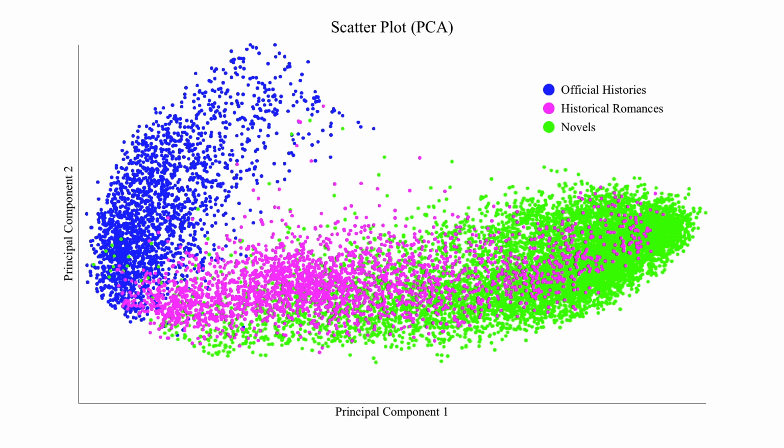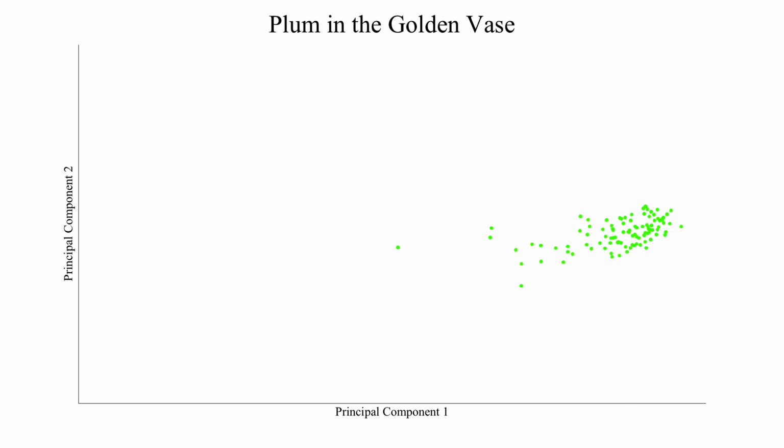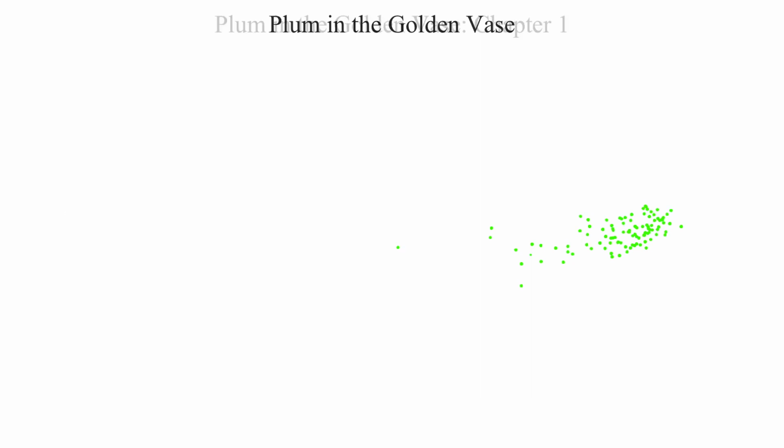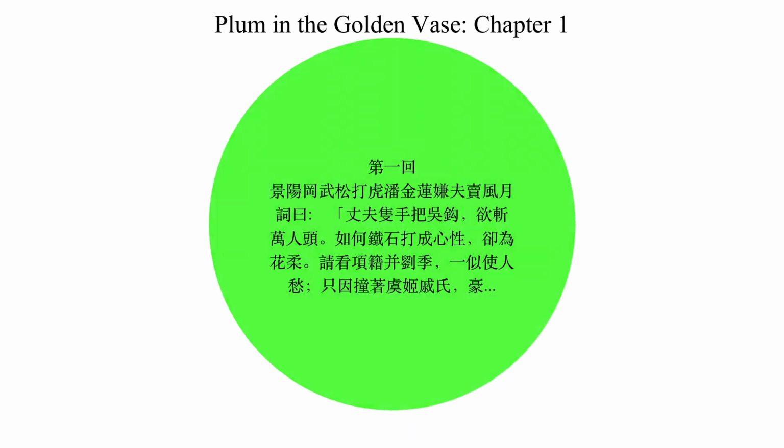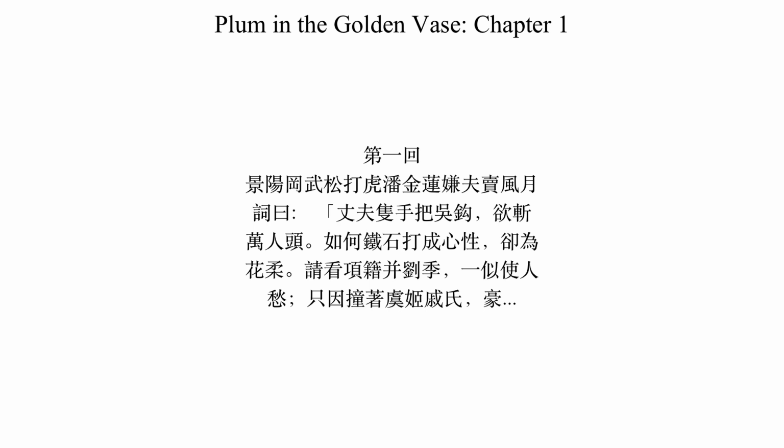Let's take the case of the famous late Ming novel The Plum in the Golden Vase. Here we can see all 100 chapters of the novel. Let's look just at the first chapter. In its plain text form, it looks like this. David Todd Roy has translated the title of this chapter as Wusong fights a tiger on Jingyang Ridge, Panjin Lian disdains her mate and plays the coquette.